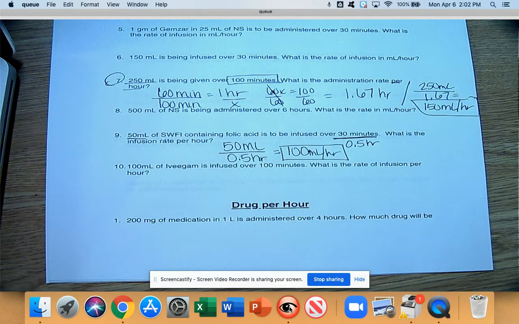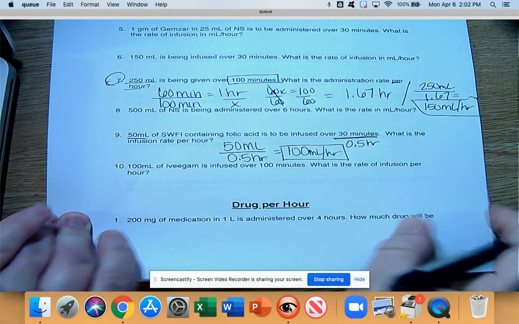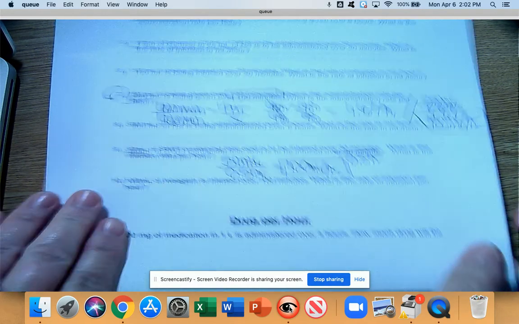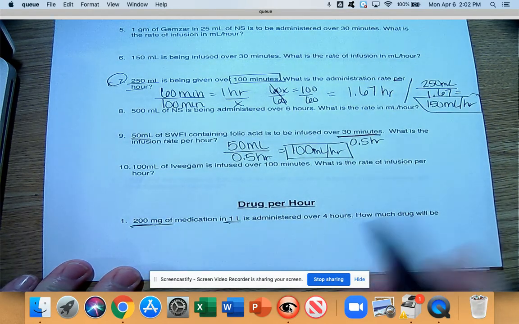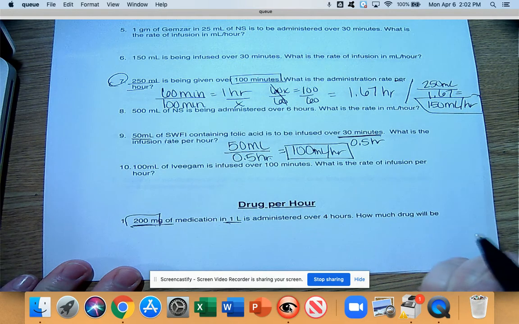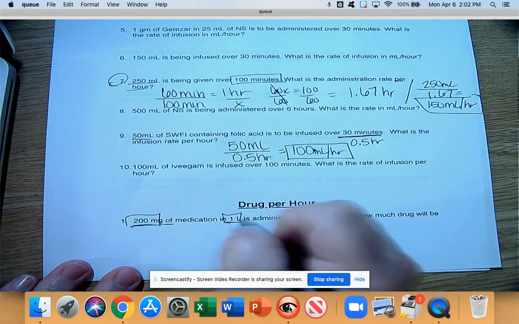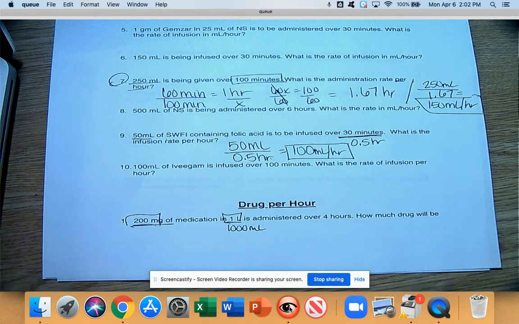The same concept, except we're just asking a different question now. My question now is how much drug will be administered per hour? So let's look at that. I've got 200 milligrams of medication in a 1 liter bag. So here's my drug, 200 milligrams. We know that 1 liter is equal to 1,000 milliliters. So we're just going to set it up and divide.